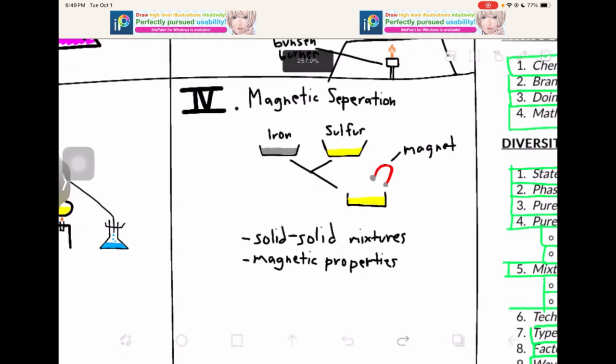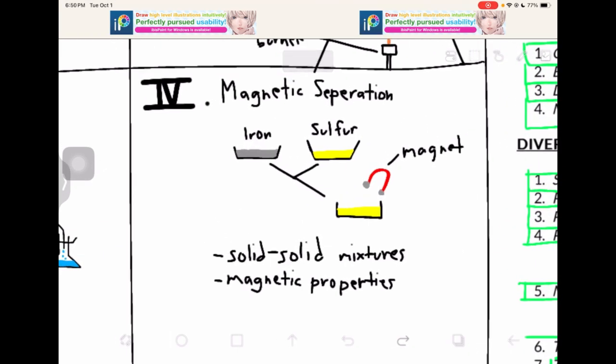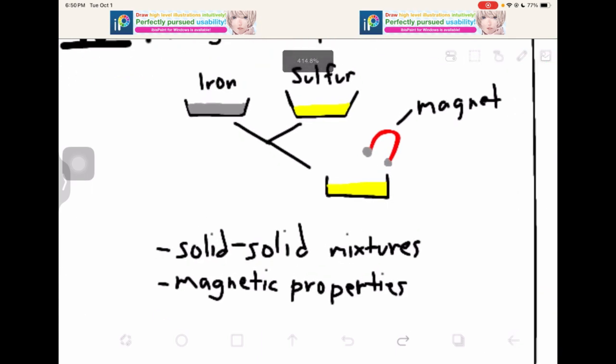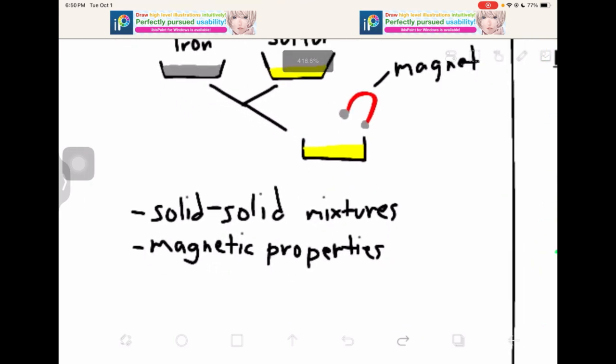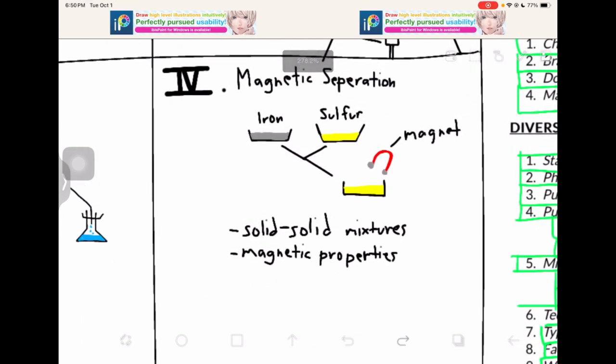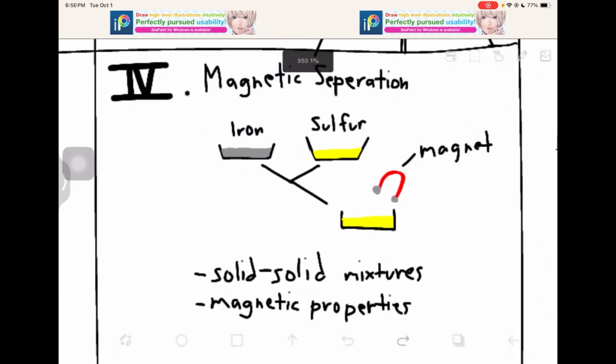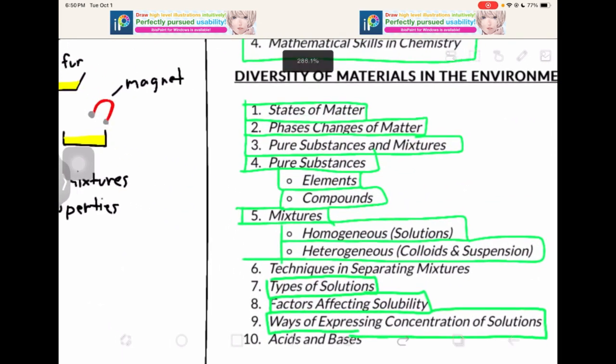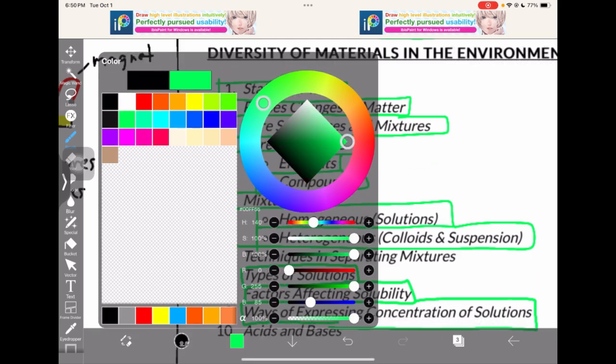And fourth, last but not least, is magnetic separation. This is used in solid mixtures, and if one of the components in the mixture is magnetic. It's obviously not going to work if both of your components are non-magnetic, because you need a magnet, and it will not separate anything. So it relies on the magnetic properties of one of the two components. And that right there are the techniques in separating mixtures, mostly.